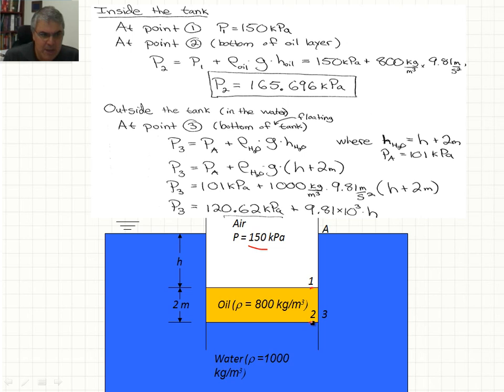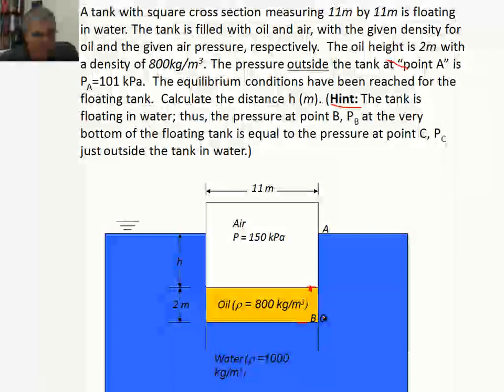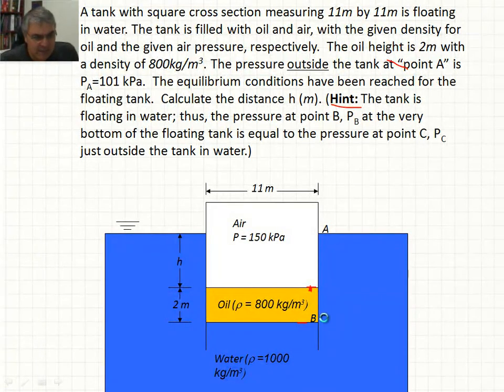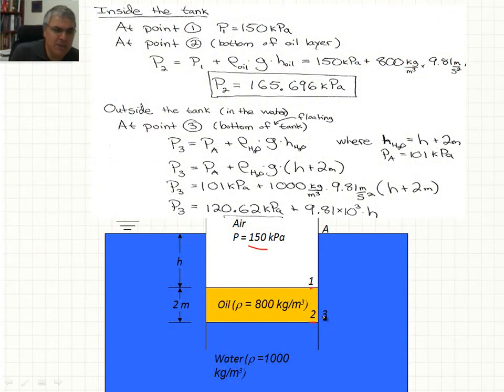Secondly, what will be the pressure at point B? Since the equilibrium has been reached, the pressure at point 2 and pressure at point 3 is the same. I keep referring to these points as B and C because the given problem is given as B and C. Here I convert a little bit to 1, 2, and 3 for clarity, but you can compare that and come up with the solution to this problem.